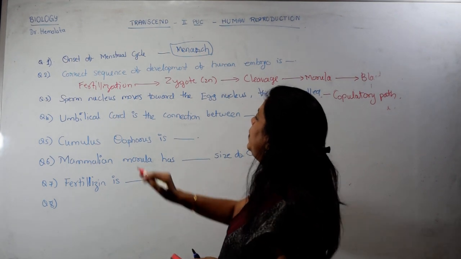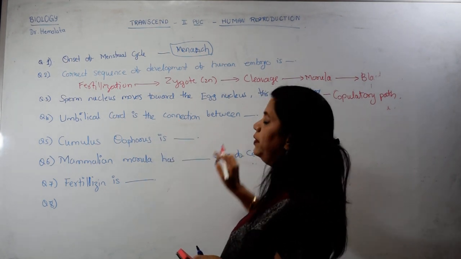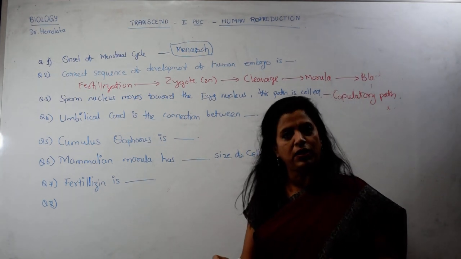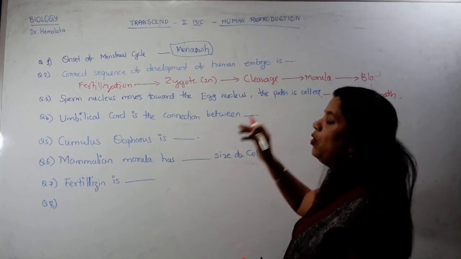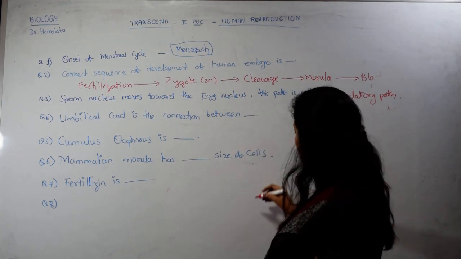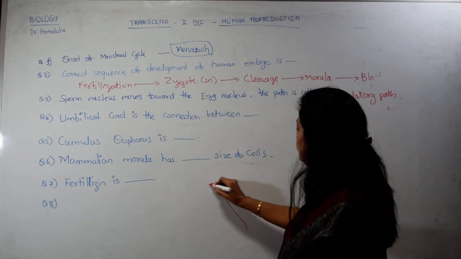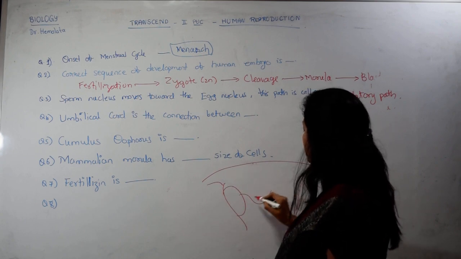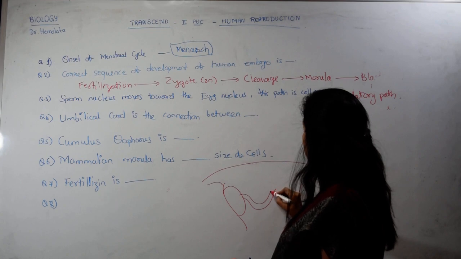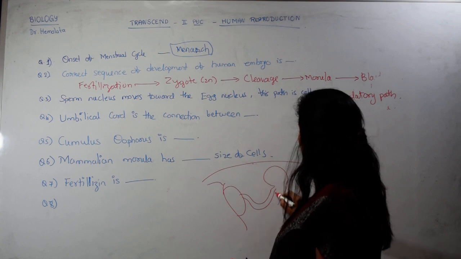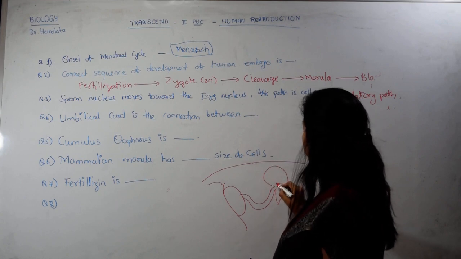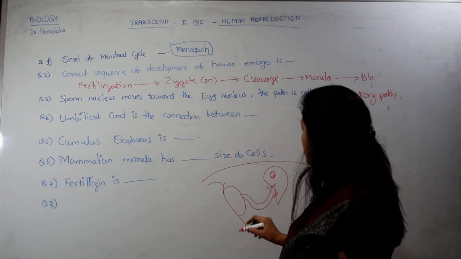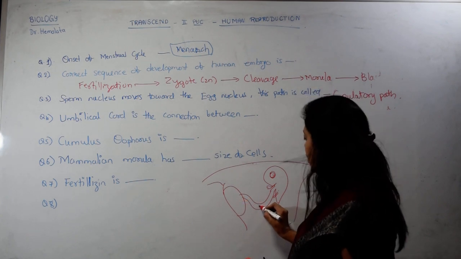Fourth question: the umbilical cord is the connection between... So, what actually is the umbilical cord? What all things is it connecting? I have already explained the umbilical cord. So if you understand that this is the uterus, here is the placenta, here is the umbilical cord, and this is attached to the fetal navel. Already we have discussed it. This is the navel of the fetus. This is the forelimb. This is the hind limb. This is its eye. So what all is it connecting? This is the umbilical cord.